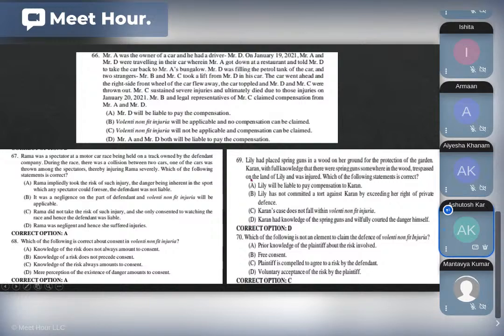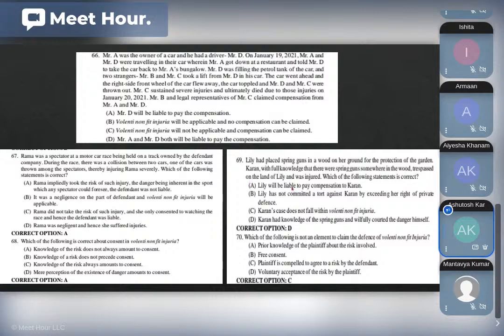There is absolutely no. By knowing willfully that there were spring guns in the woods, he consented to the danger that he would get hit by one of those spring guns. Hence, option D is the correct answer.